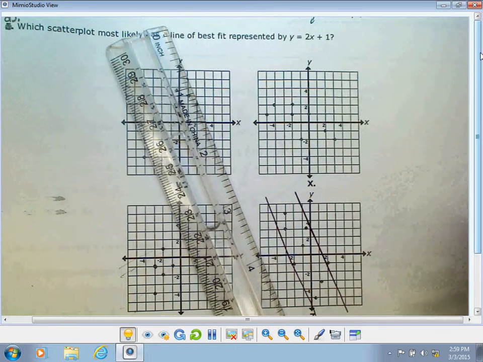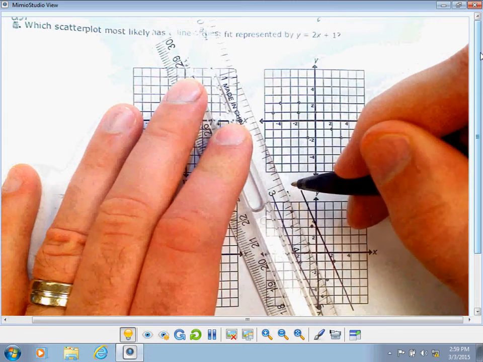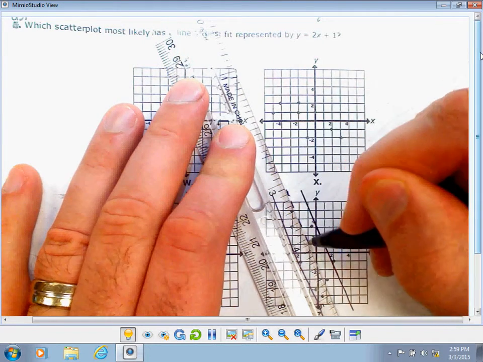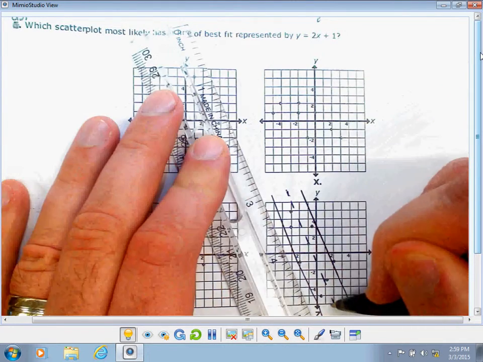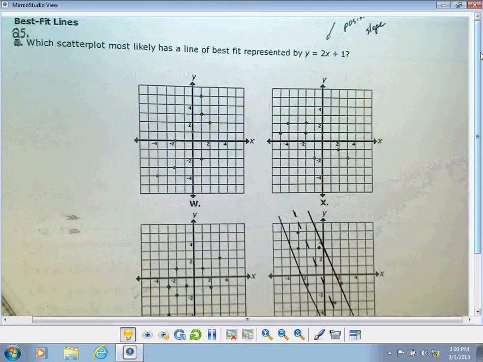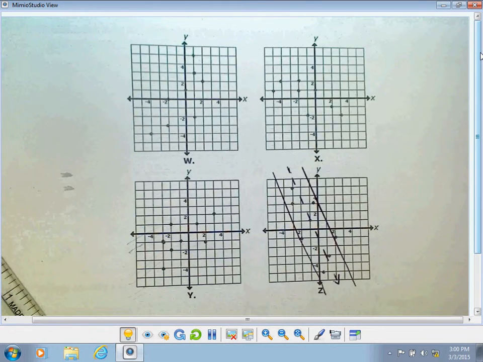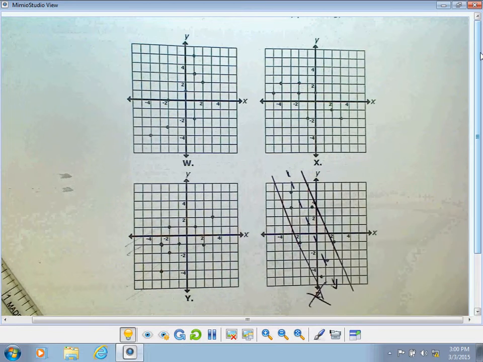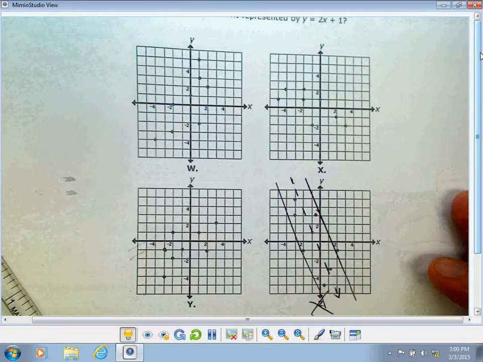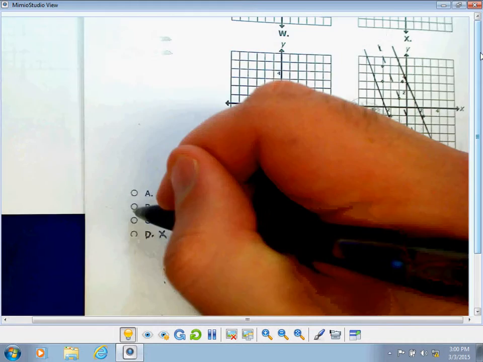If I were to draw a line through the middle of that, I'd have a best fit line kind of going like this. To me, that's downhill. That's a negative slope. So I need a positive slope graph. So it is definitely not Z. No. So I go over to the answer choices, and Z is not one of them.